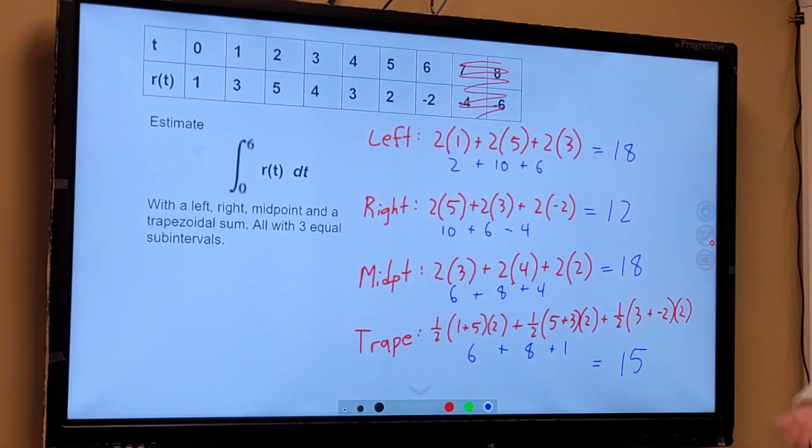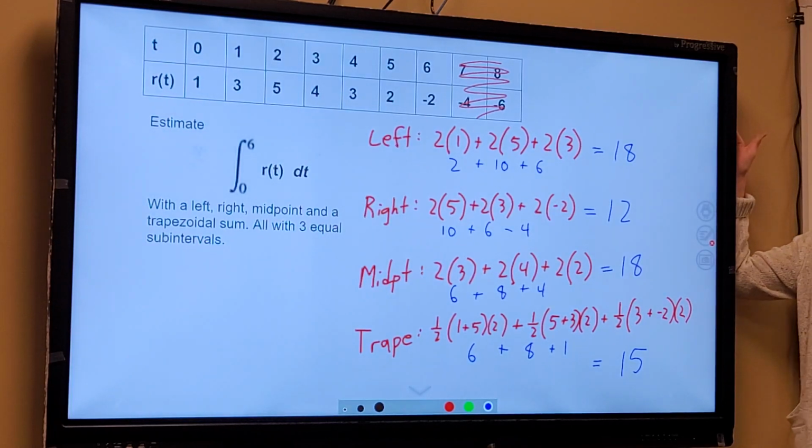So thoughts, questions on how I set up any of these, how I worked out any of these?